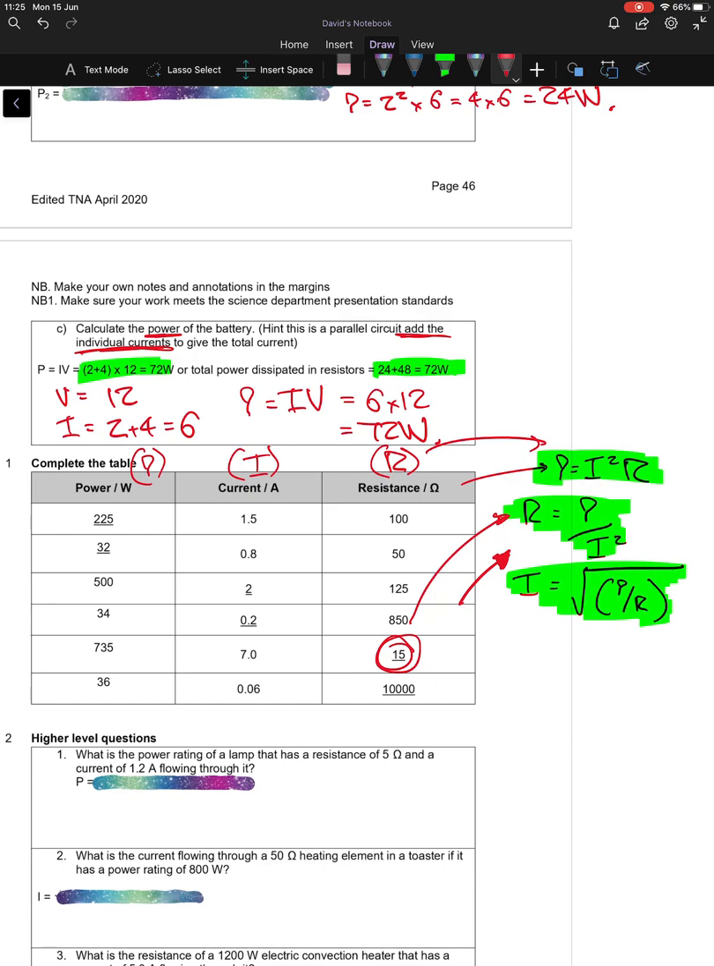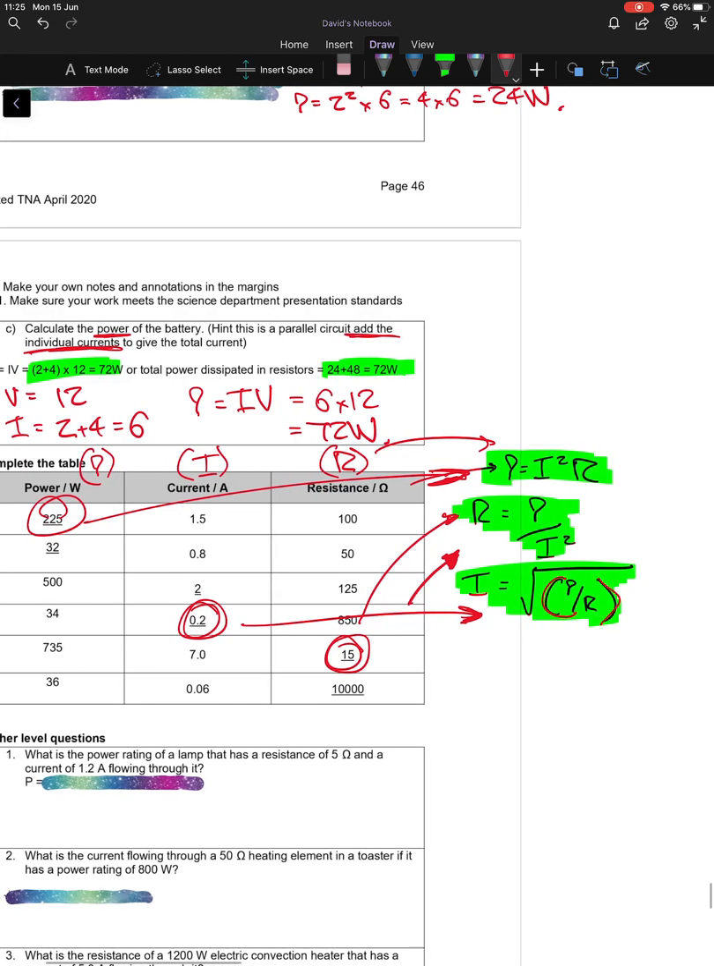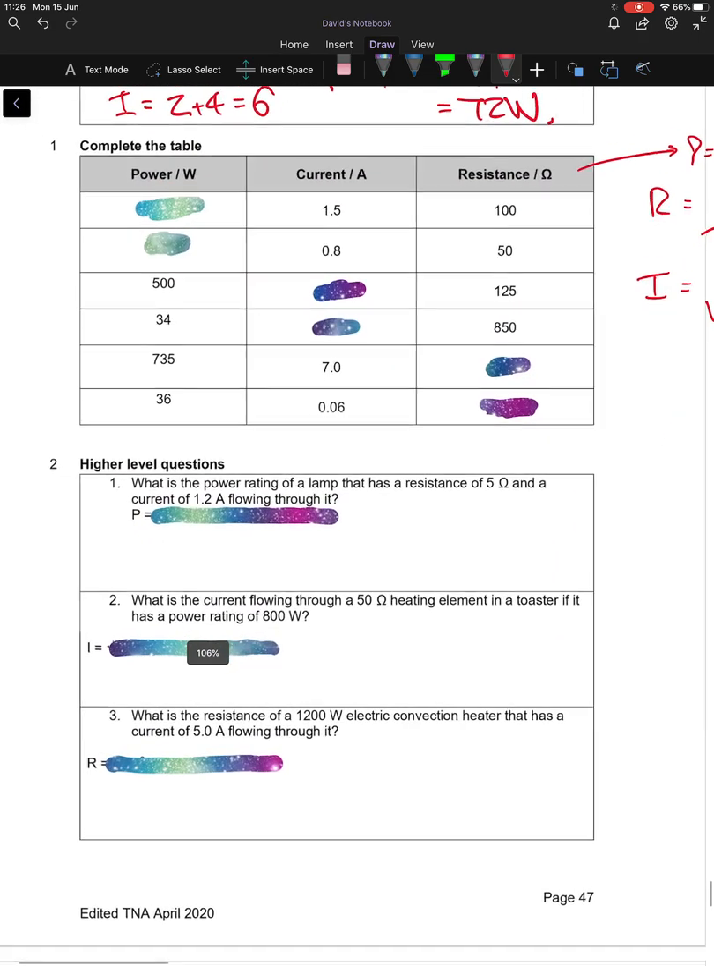So were you being asked to work out R? If that was the case, you'd use this one. Were you being asked to work out I? If that was the case, this one. Or were you being asked to work out P? If that was the case, this one. Remember on this one, if it's in brackets, from your maths, do the brackets first and then do the square root. That might be where you went wrong as well.